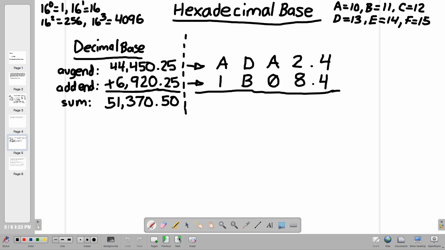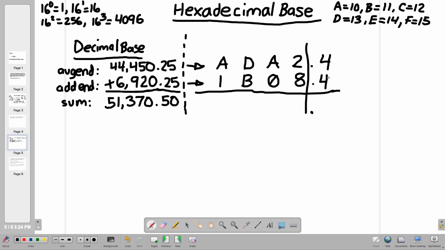For the value of 44,450.25, its hexadecimal representation is ADA2.4. For the value 6,920.25, our representation is 1B08.4. So we will go ahead and add up as we normally do. We start from the right column. This time we have a decimal point, so I'm just going to try to keep it aligned. So our decimal point goes here.